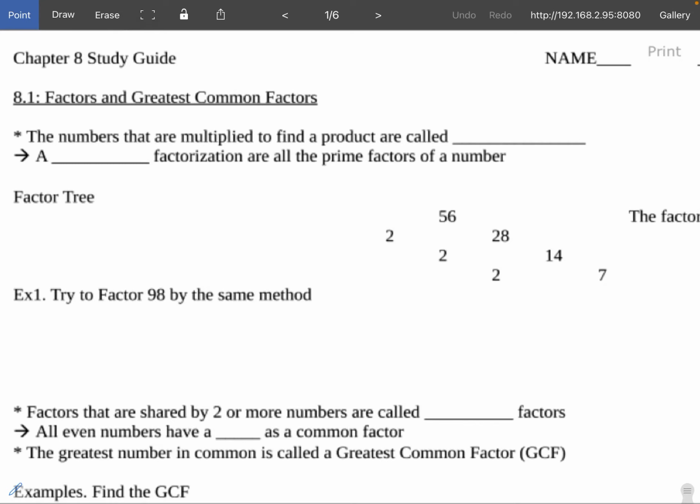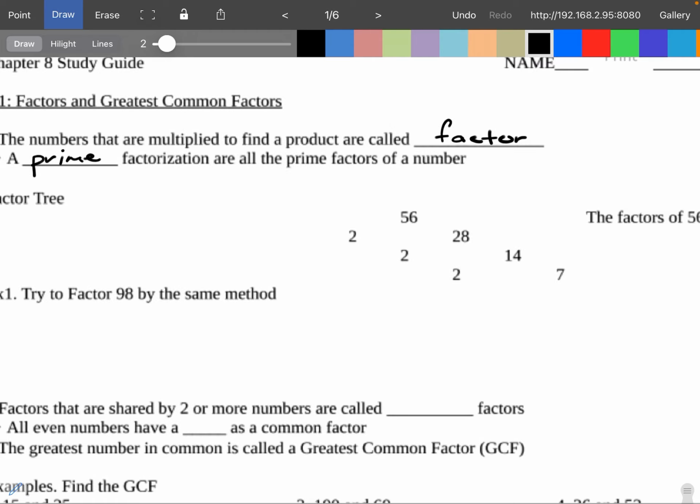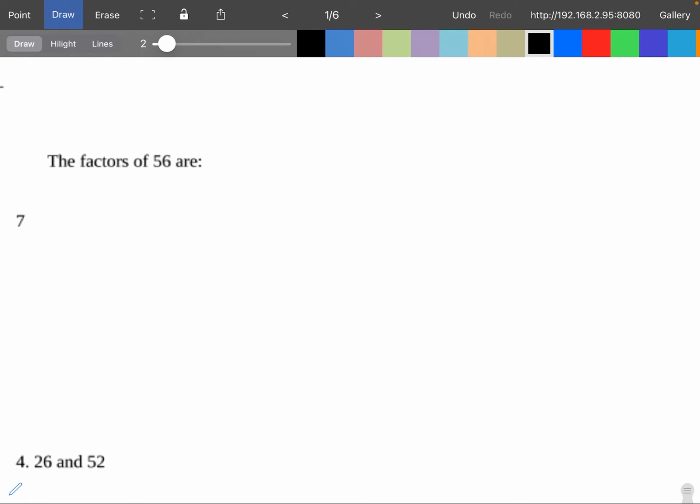This will go quickly. All right, when you multiply two numbers together to form a product, each of those numbers is called a factor. So that's the first blank there. You're going to write in the word factor. And then what we're going to do in here is a prime factorization. So then over on the side, you don't have to write this if you don't want to.